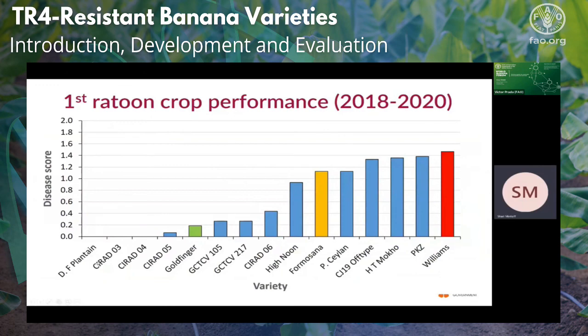But in the return crop, you can see the CRADs are still doing pretty well. I think we did notice some internal symptoms in one of the CRAD 5s. With the dwarf French plantain, the affected plant that we saw in the plant crop seemed to recover and it was actually fine. Goldfinger, the 105 and the 217s didn't really move much. They stayed and retained their normal resistance. But a bit weird that High Noon seemed to have a decrease in disease severity, despite having the same amount of plants assessed.